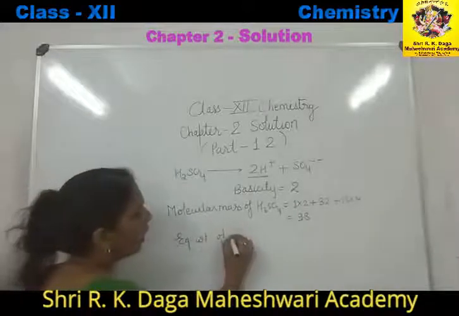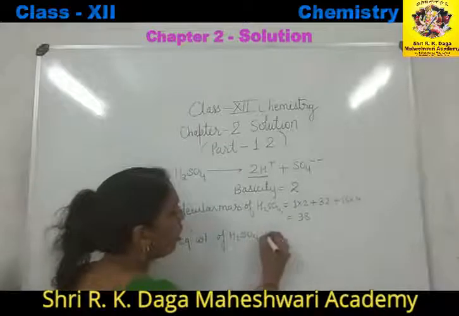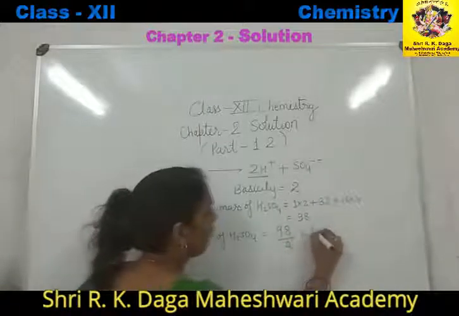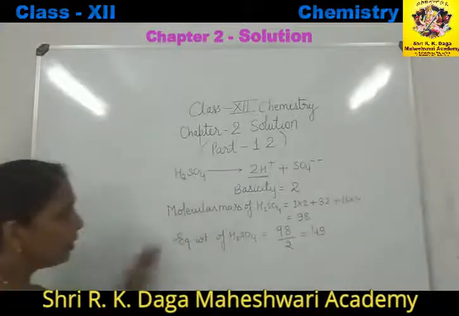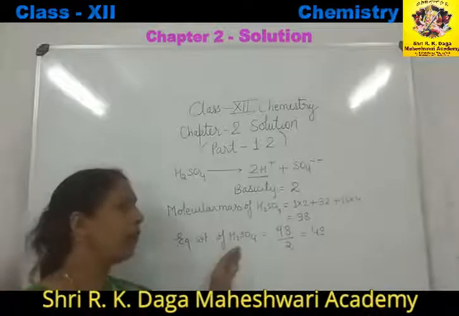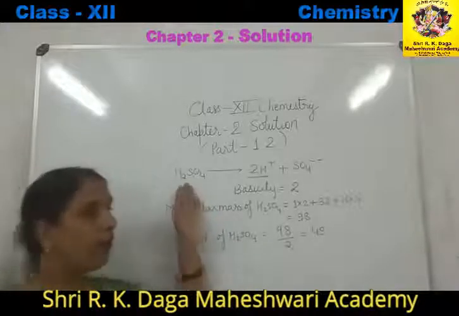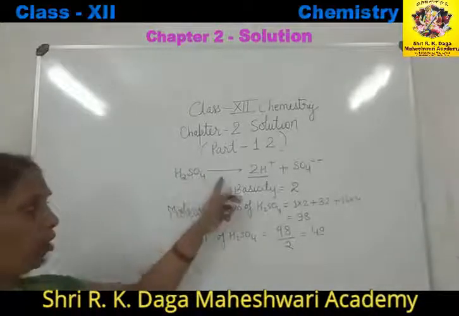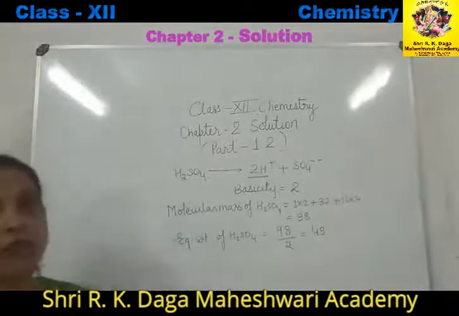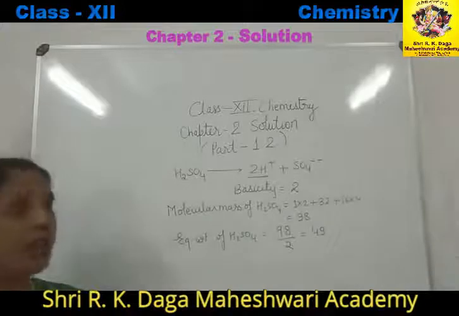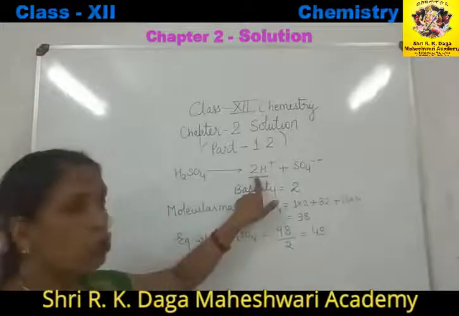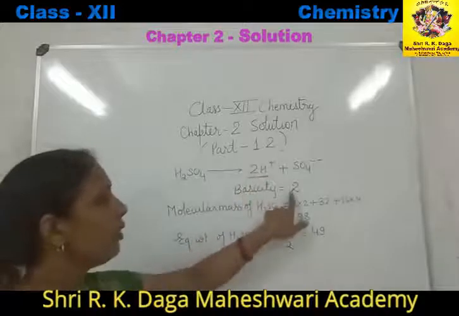Equivalent weight of H2SO4 is equal to the molar mass 98 divided by the basicity 2, so its equivalent weight will be 49. In this way we calculate the equivalent weight of any acid. Here I have taken the example of H2SO4. Whenever we dissolve H2SO4 in water, it will furnish 2 H positive ions, and the number of H positive ions furnished by an acid is called the basicity of that acid. So H2SO4 is furnishing 2 H positive ions here, so its basicity will be 2.